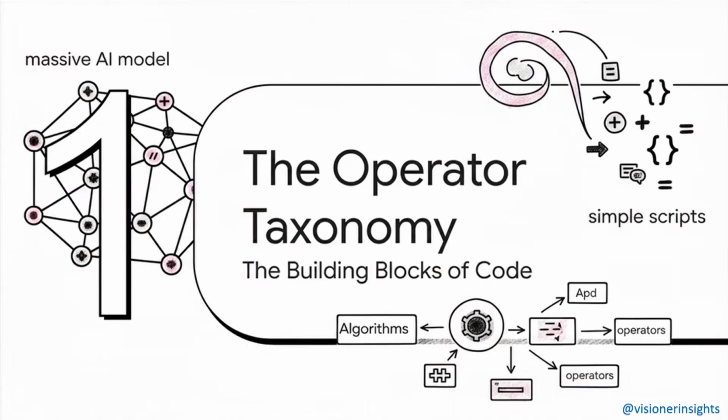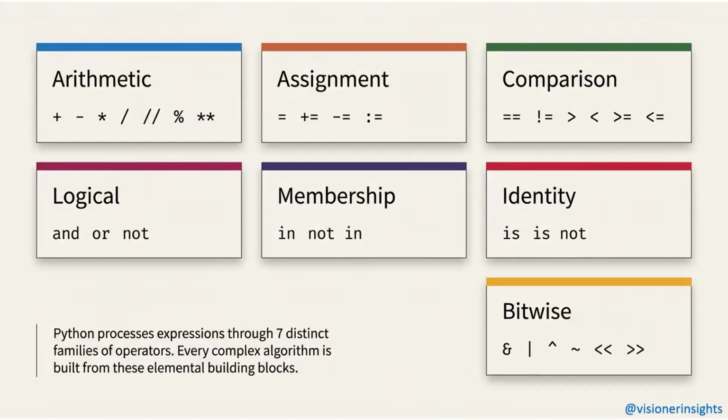Programming can sometimes feel just infinitely complex, right? But the reality is every single algorithm, I don't care if it's a tiny script or a massive AI model, it's all built from just a handful of these fundamental operator families. Okay, think of this as our master map.